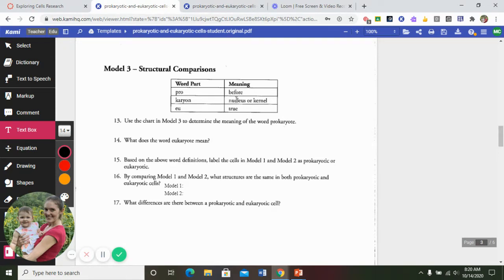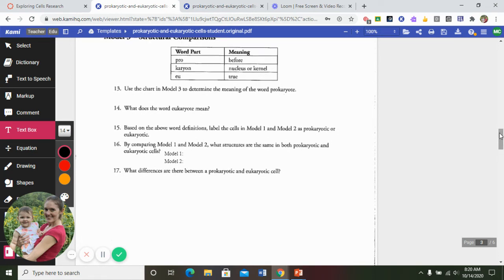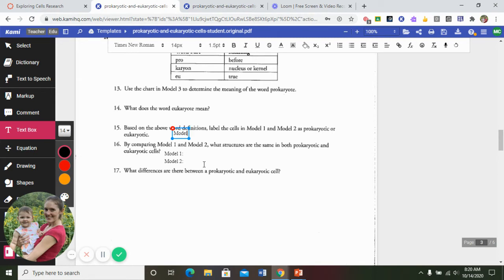That's it. What does the word eukaryote mean? Eu means true. Again, karyon means nucleus or kernel, so that means true nucleus. Based off the word definitions, label the cells in model 1 and 2 as prokaryotic or eukaryotic. And by comparing models 1 and 2, what structures are the same in both prokaryotic and eukaryotic cells? Here you would probably want to say model 1 and tell me what model 1 is. In model 2, you can identify them just like that.